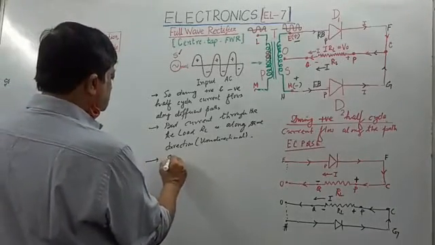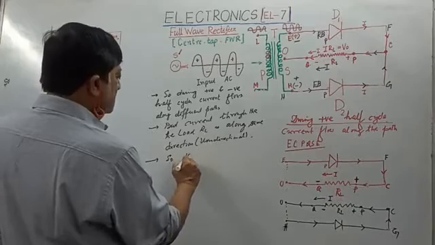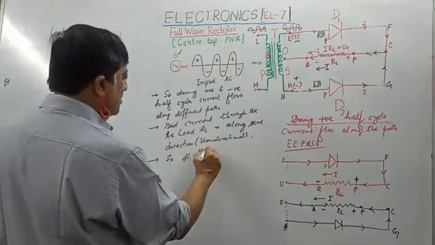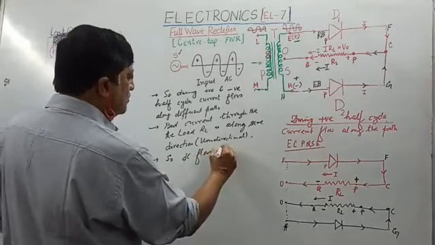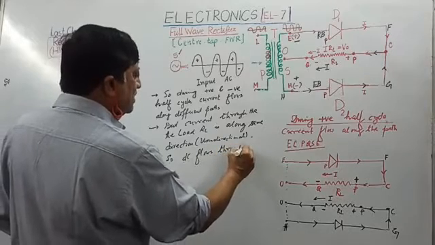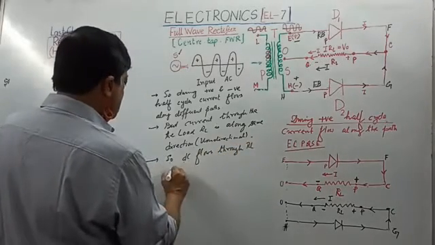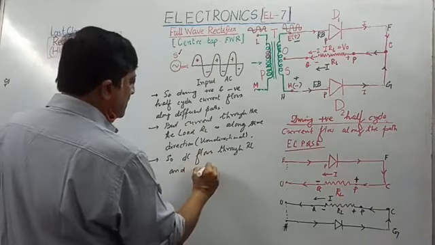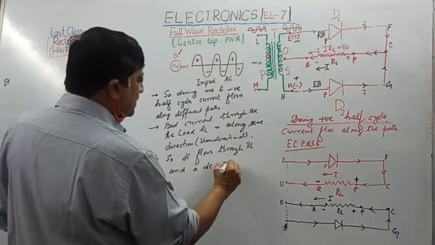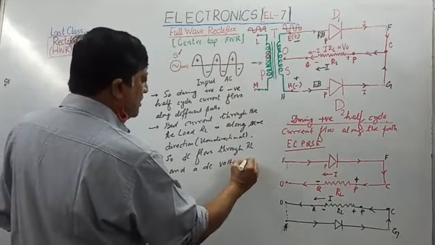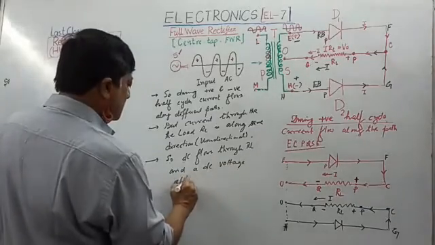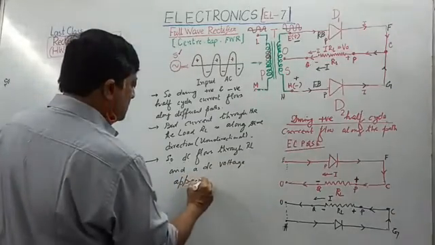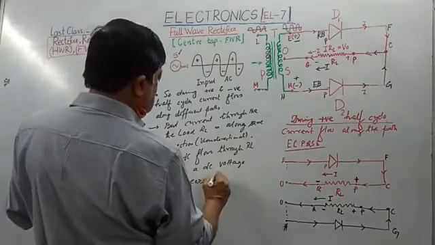So DC flows through RL and a DC voltage appears across RL.